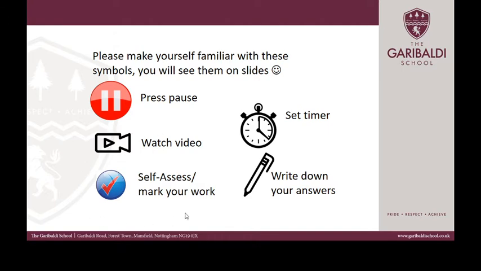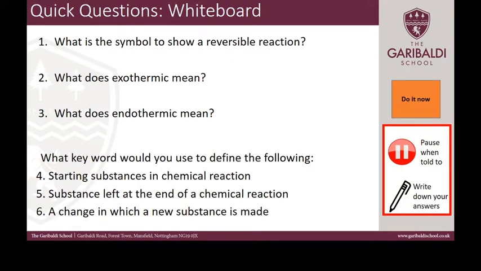Then there will be a self-assess mark your work task. Please make sure that you are self-assessing. You know that reflection is a really good way of correcting any misconceptions that you had and show that you want to improve. Okay, so these are the quick questions. So this is for you to do it now. On your whiteboard, please, can you do these questions? So pause the video, write down your answers. So pause now.